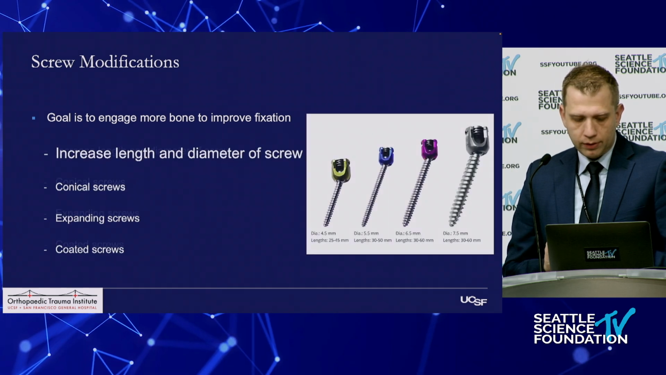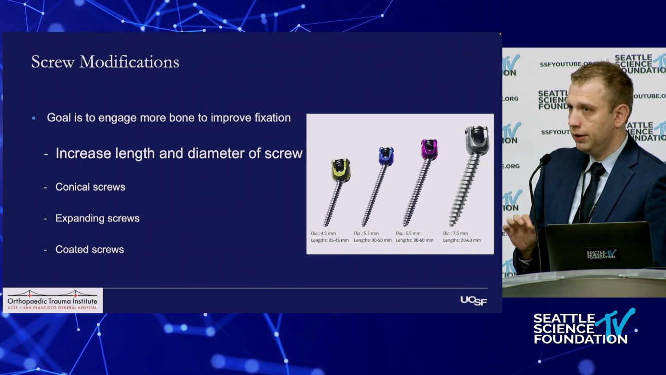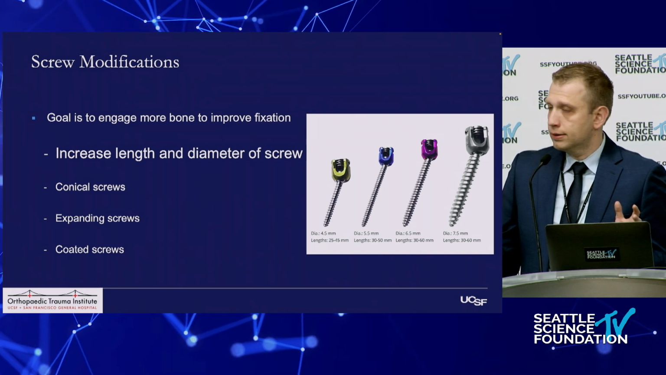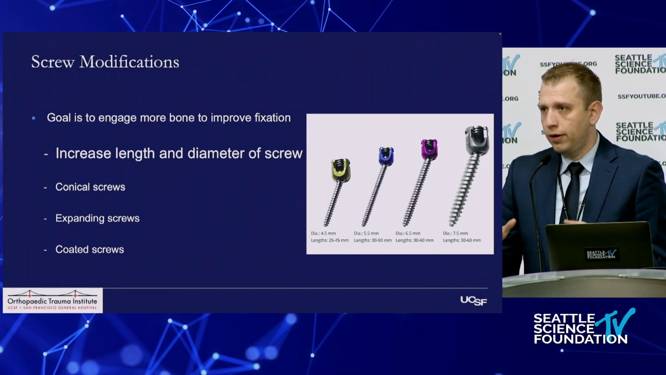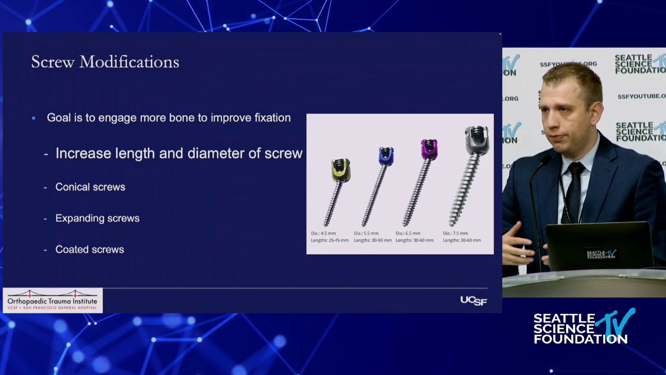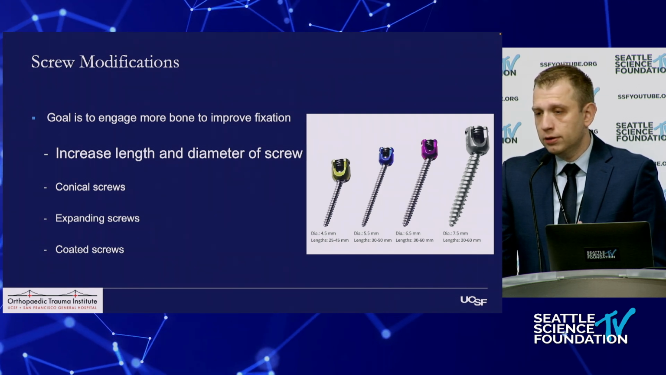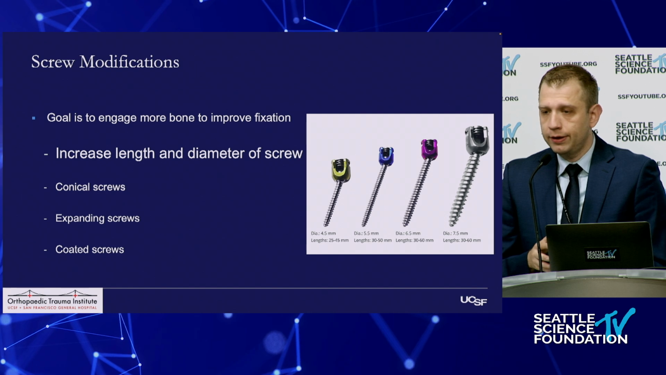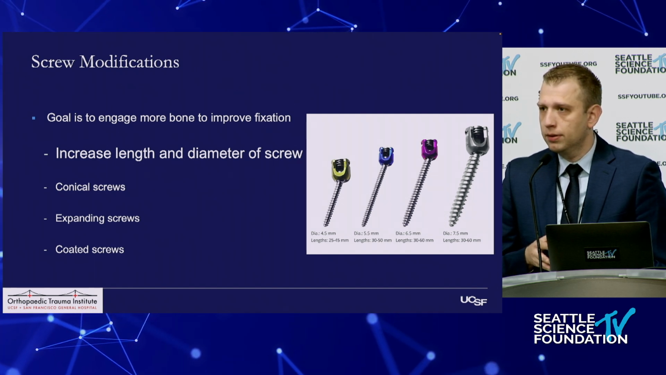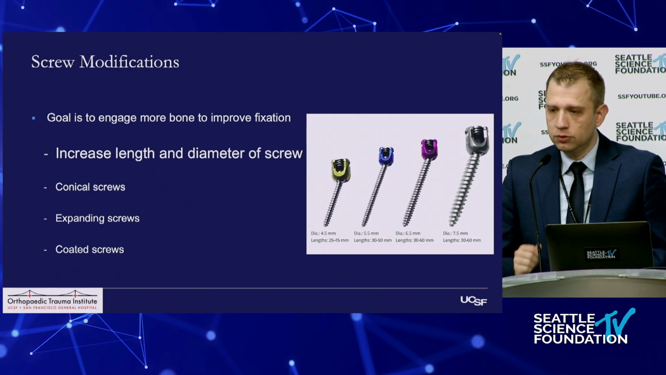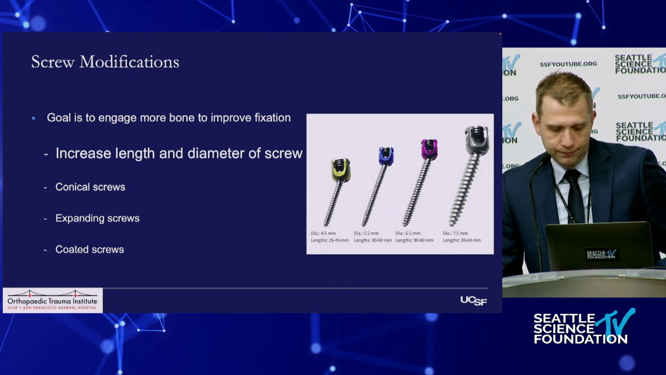And so the basics, you could increase the length and diameter of the screw. That increases the contact with the bone. The larger the ratio of the outer diameter to the inner core diameter, the more the threads manage to engage with the bone. In addition, a lot of recent technology has made chevron-shaped threads to help prevent pullout as well.